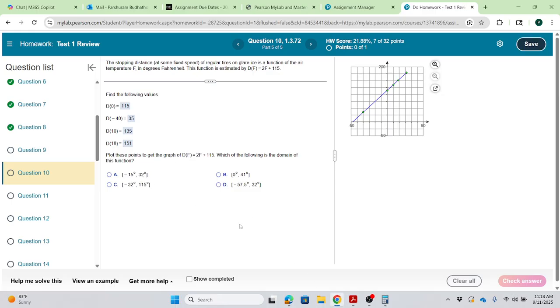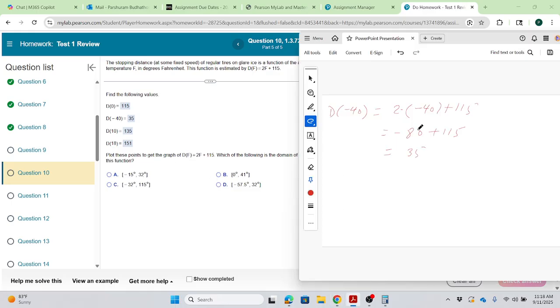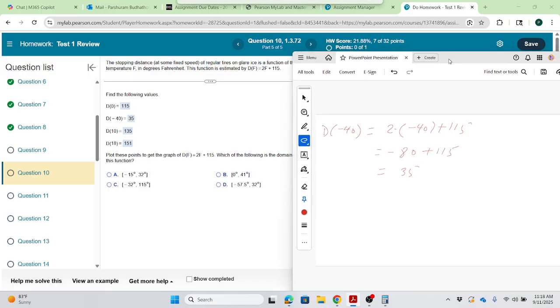Okay, this question is a little bit tricky, so to find the domain, you have to be careful what type of function, the actual real function, you are dealing with. This is the distance function, so the distance has to be always greater than or equal to 0. You know, it cannot be negative. So the value of the distance, which is 2 times temperature plus 115, has to be greater than or equal to 0.